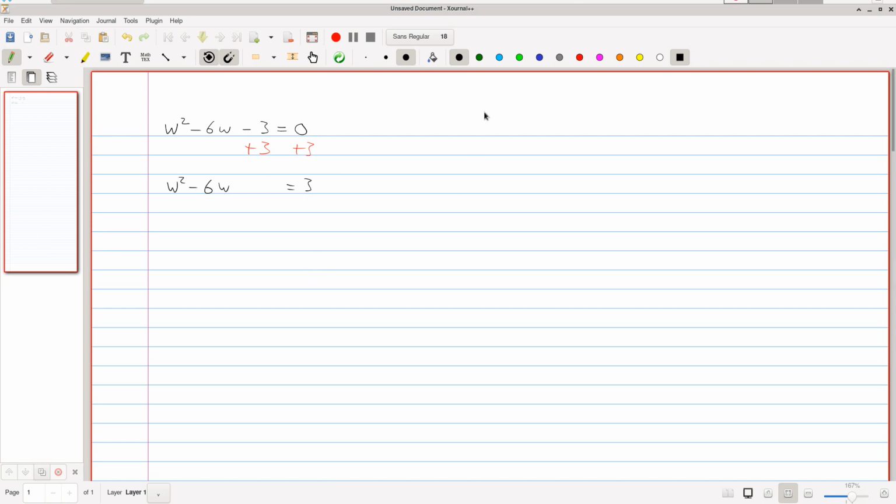Now to complete the square, we're going to take half the coefficient of the middle term. So we take half of 6 and we square this. So this is negative 3 squared, which is positive 9. That tells you what we're going to add to both sides of the equation. We add 9 on the left-hand side and we add 9 on the right-hand side.